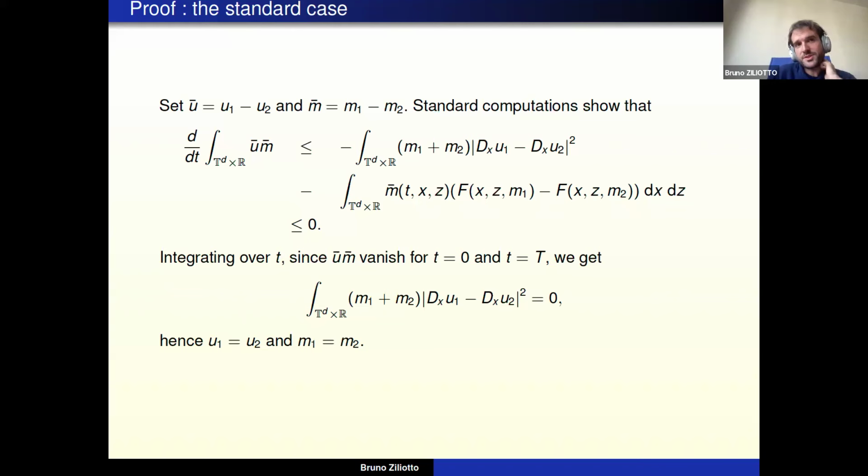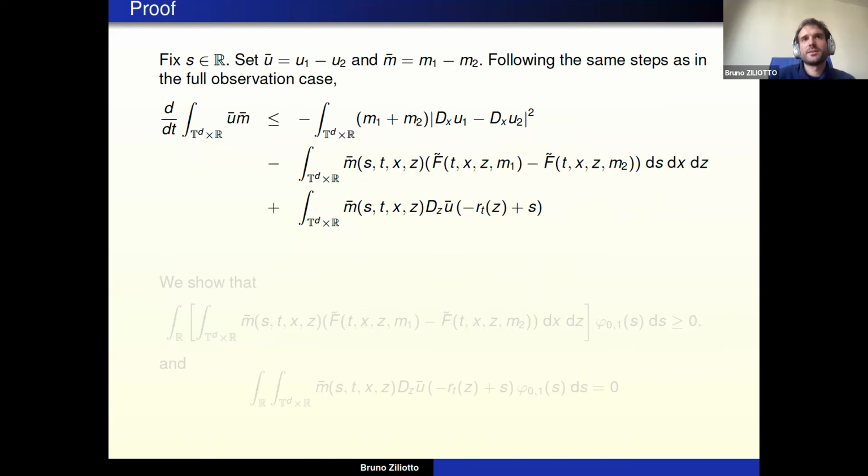For our case, we will do essentially the same, at least we will start the same way. We also set U bar and M bar as U1 minus U2 and M1 minus M2. We also compute the integral of U bar M bar on the torus, this time times the signal. By doing basically the same computation, you end up with the same inequality, except that the first term is the same. The second term indeed looks like a monotonicity term, like the term in the monotonicity condition, and there is a third term.